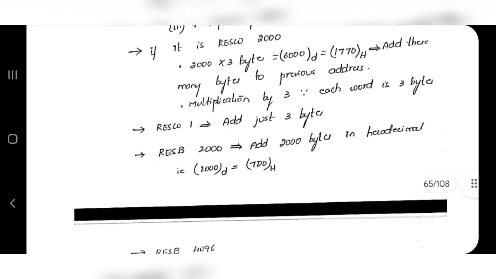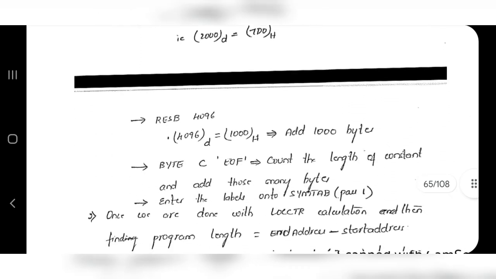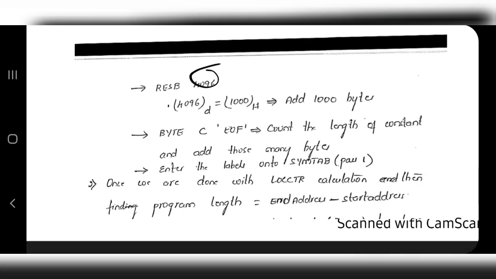Okay, if it is RSW1, it's just 3 bytes which are getting added. If it is bytes, means 2000, it's just 2000 itself. Convert it into hexadecimal and add those values. Okay, if it is 4096, means it's in hexadecimal 1000, so that many bytes are added to LOCCTR. And if it is EOF, calculate what is the value of EOF, and that one will be added.